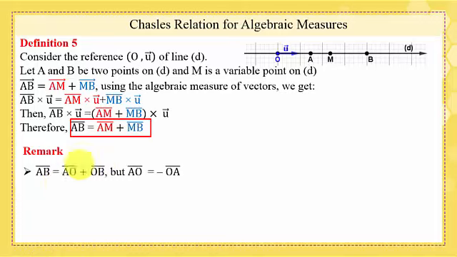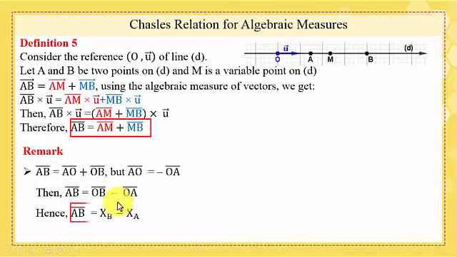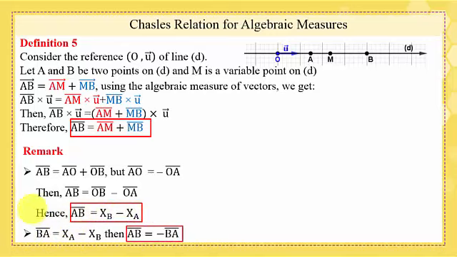Remark: AB bar equals AO bar plus OB bar, but AO bar equals minus OA bar, so AB bar equals OB bar minus OA bar, hence AB bar equals xB minus xA. BA bar equals xA minus xB, so AB bar equals minus BA bar.